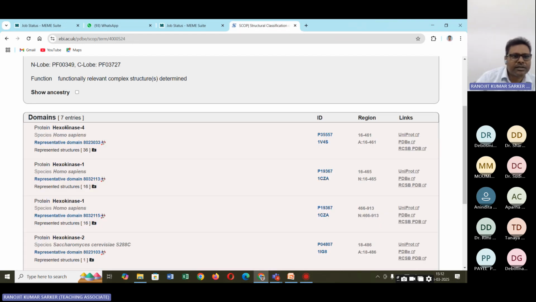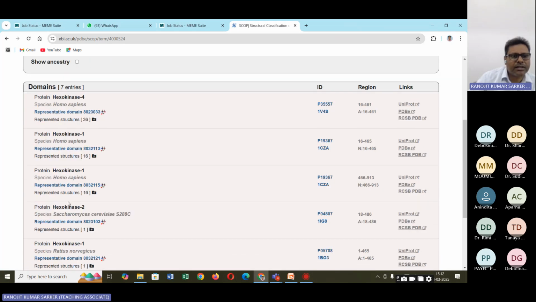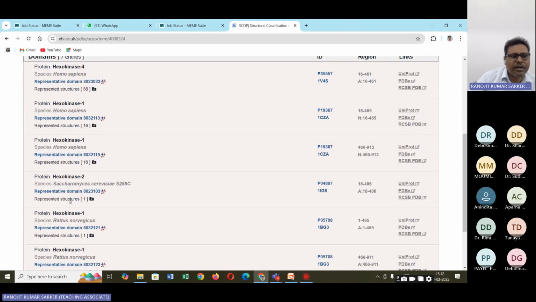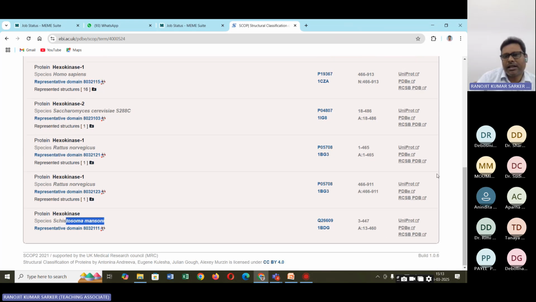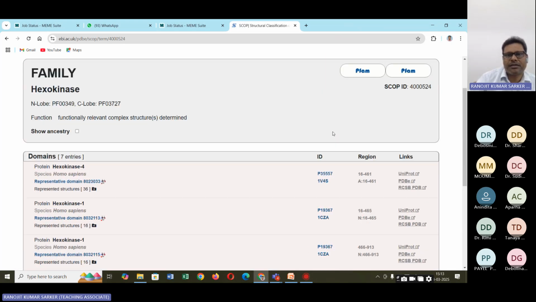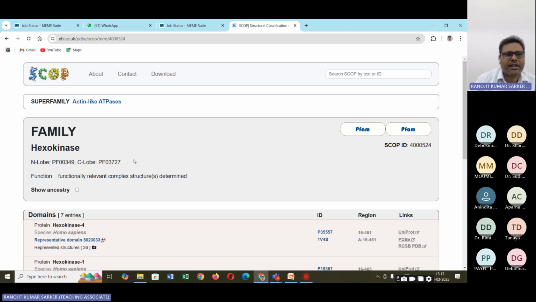Now you will see that hexokinase 4, hexokinase 1, this is hexokinase 1. So these are the different domains we have found in different organisms. You see that the organism is different, right? And you can get the details of its information from this one. So there is a different family.